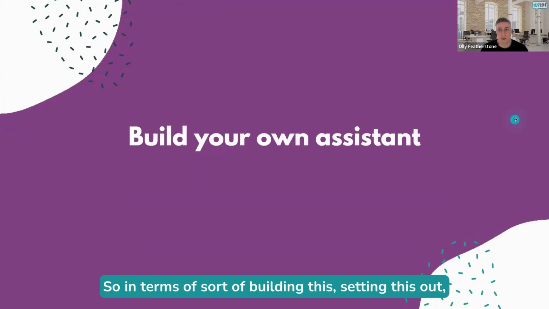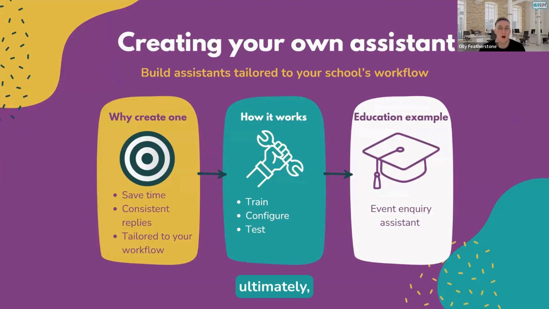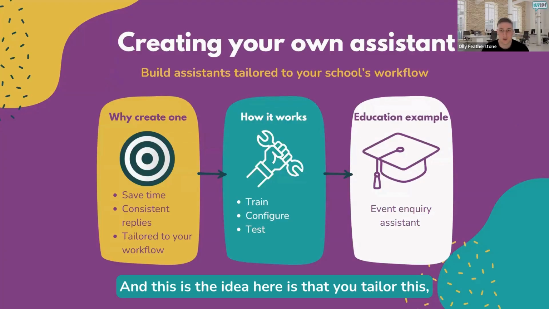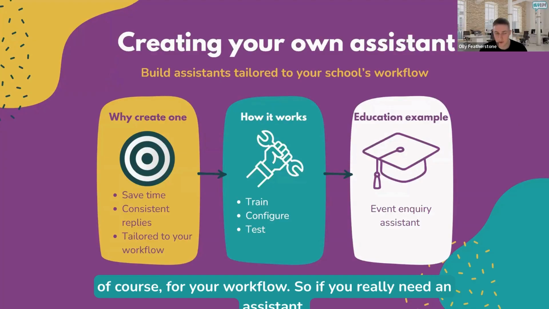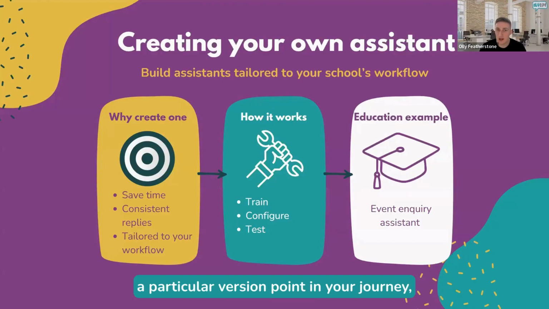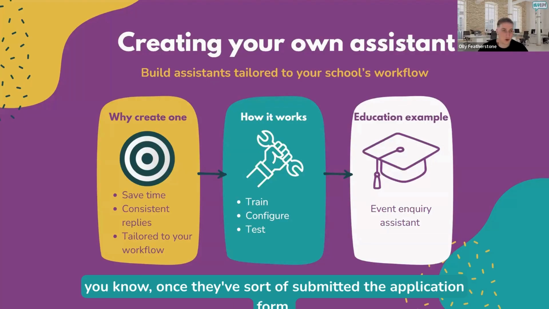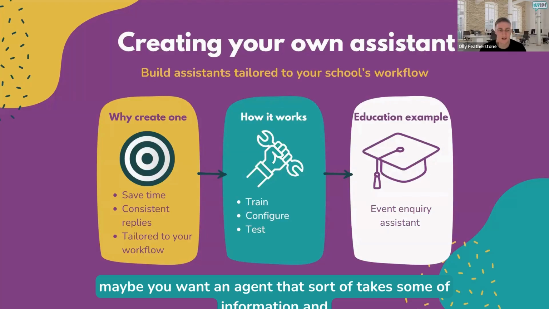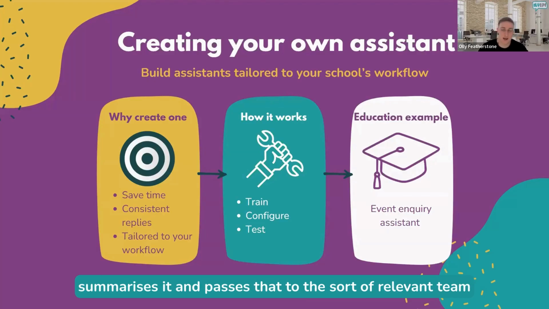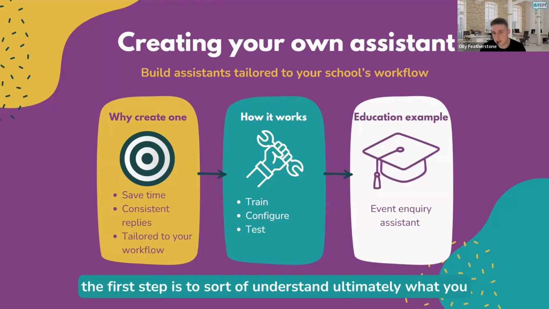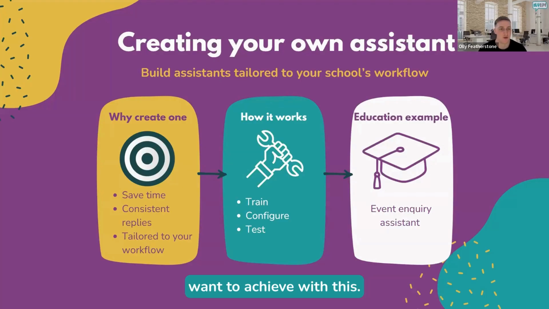So in terms of building this, ultimately you want to map out what you want to use it for. And this is the idea here, that you tailor this for your workflow. So if you really need an assistant at a particular point in your journey, that might be from lead generation, that might be through to, once they've submitted the application form, maybe you want an agent that takes some of the information and summarizes it and passes that to the relevant team members. Whatever part of the journey you feel like you need an assistant alongside you, the first step is to understand what you want to achieve with this.